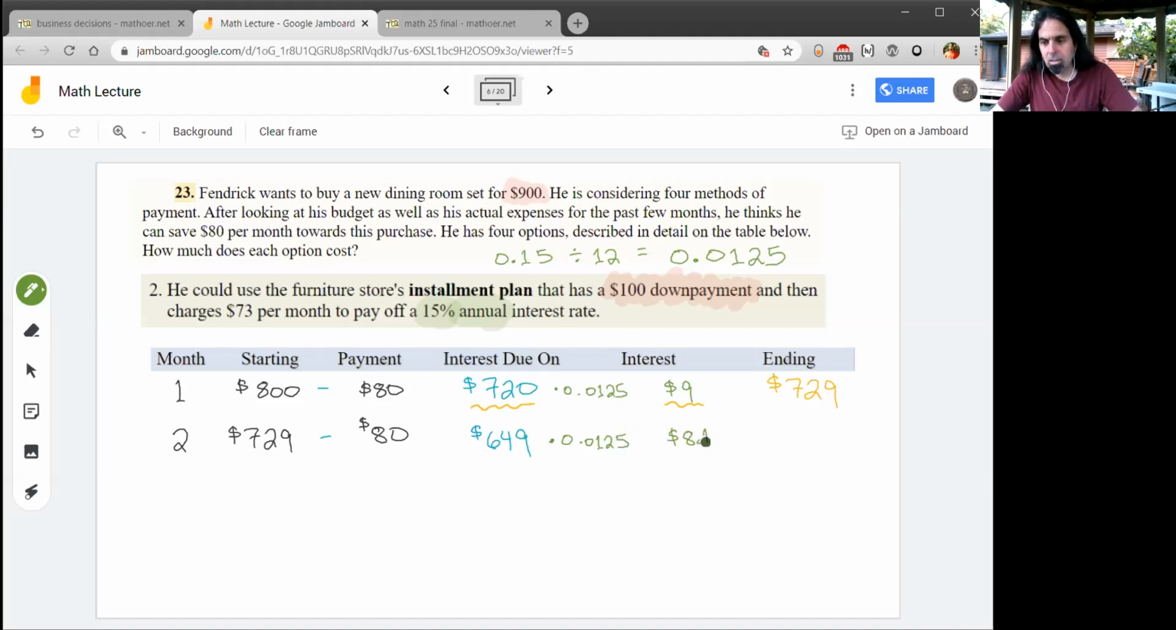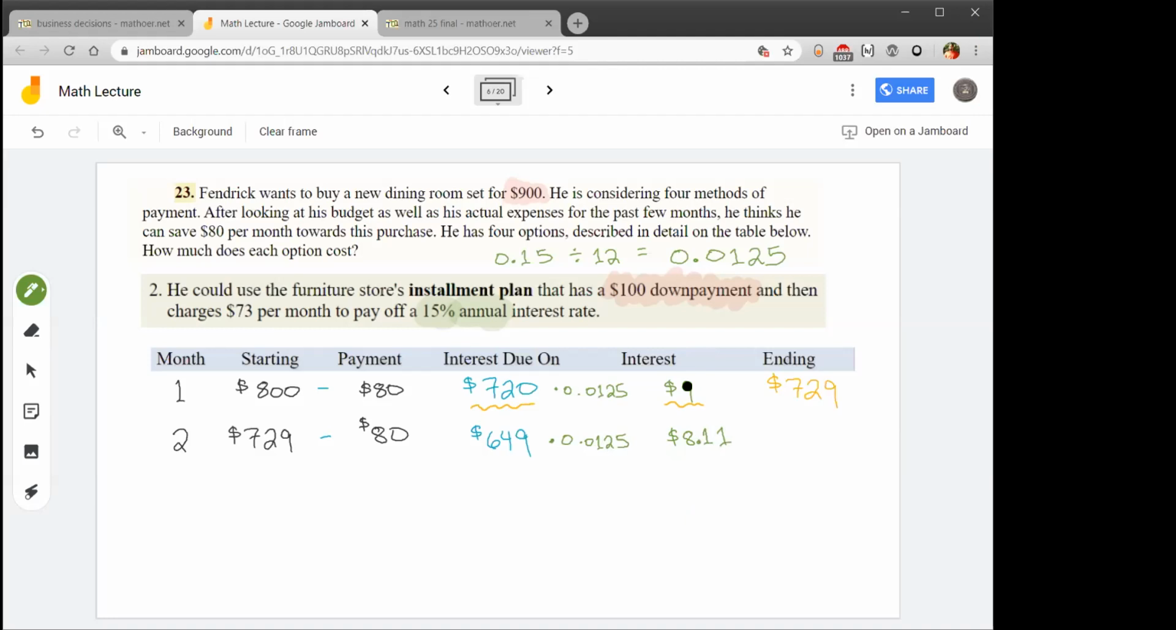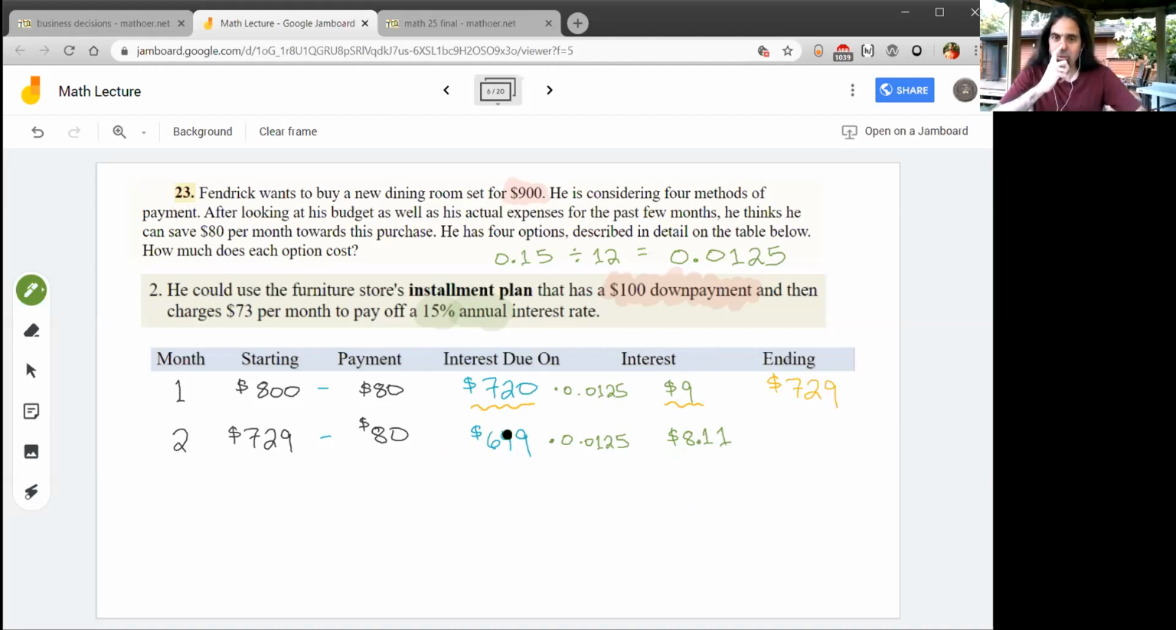Does it make sense that our interest amount is going down each month? Yes, because the amount we're paying interest on is going down each month. And then I add up those two. And so on and so forth.